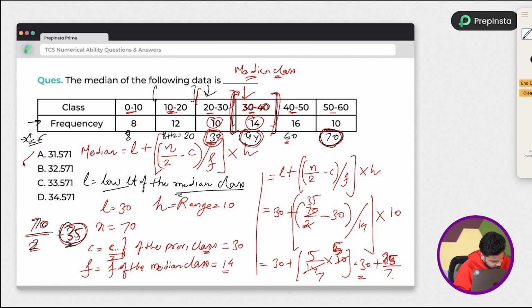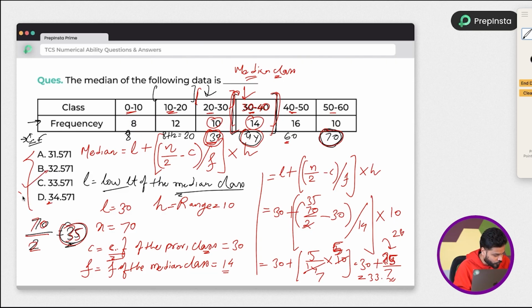When I check the options, everything is something more than 30. What is 25 by 7, guys? 7 times 3 is 21. So this would be somewhere around 33 point something. Because it cannot be 32, right? It cannot be 34. Had this been more than 28 or 29, this could have been 4, so that would have been a valid option, but it's 25. So 3 times is the max. So the answer would be 33 point something, right?